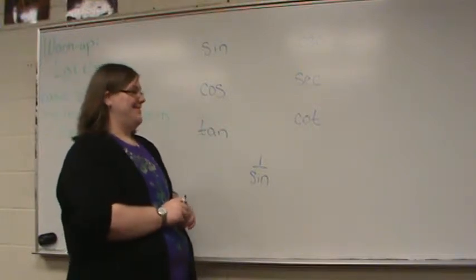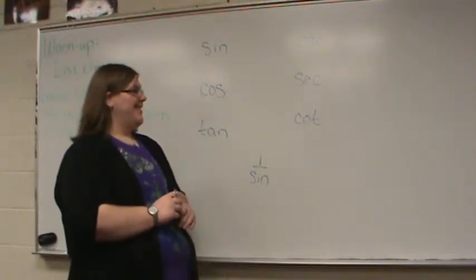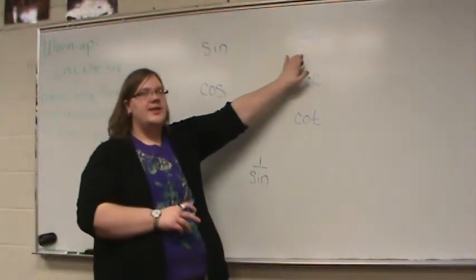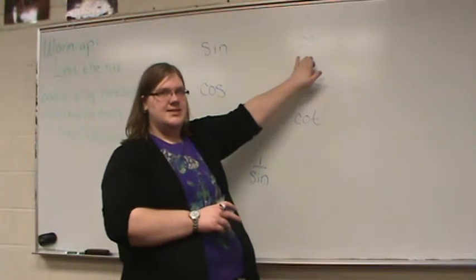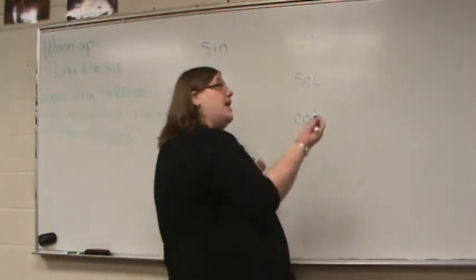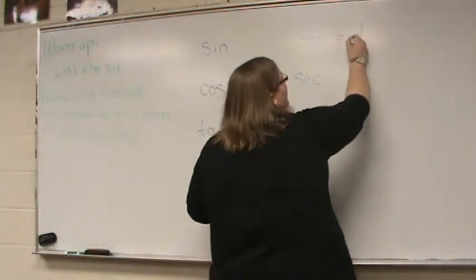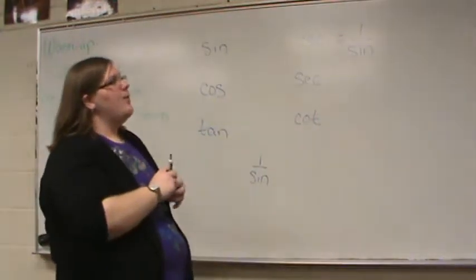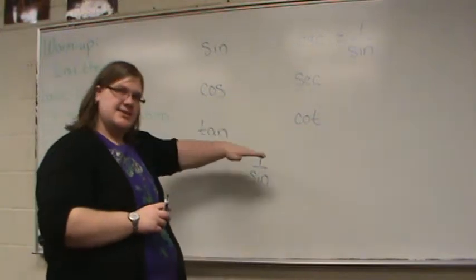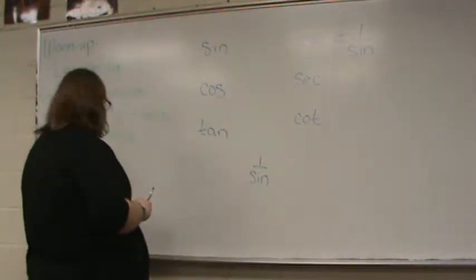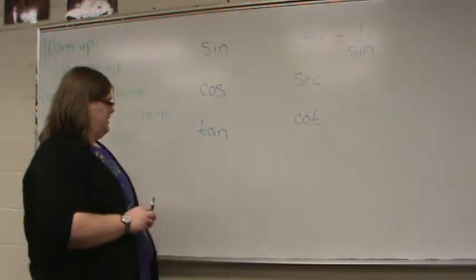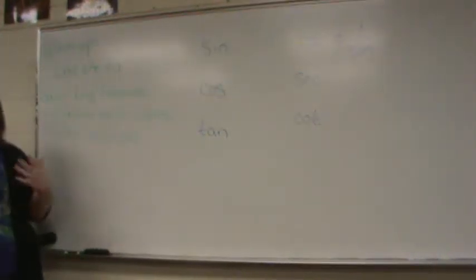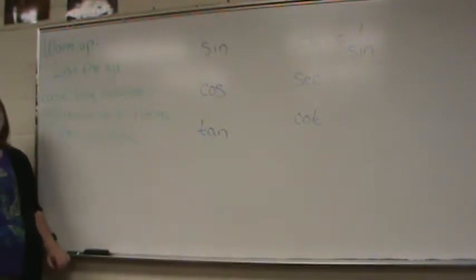So remember, when we're talking about cosecant, how do we define cosecant? What is this? 1 over sine. It's 1 over sine. So I want you to do that for all 6. And then we're going to explain why this works, why we can write them that way.